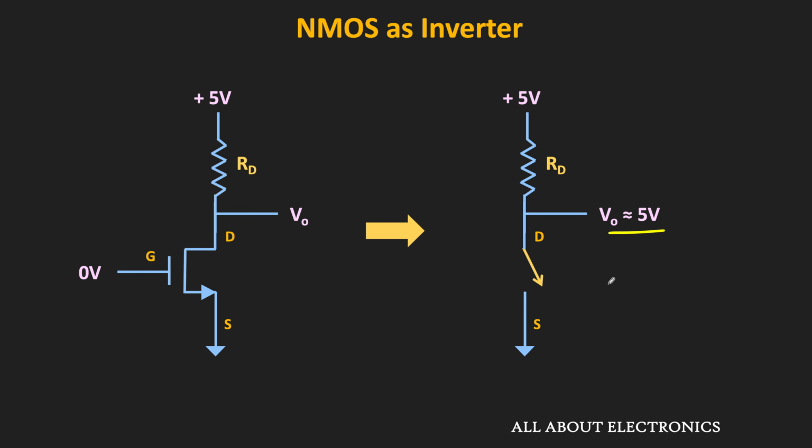Now when we are designing the logic gates using the discrete components, then it is possible to include the large drain resistor in the circuit. But in the integrated circuits, it is difficult to fabricate a resistor with a large value.